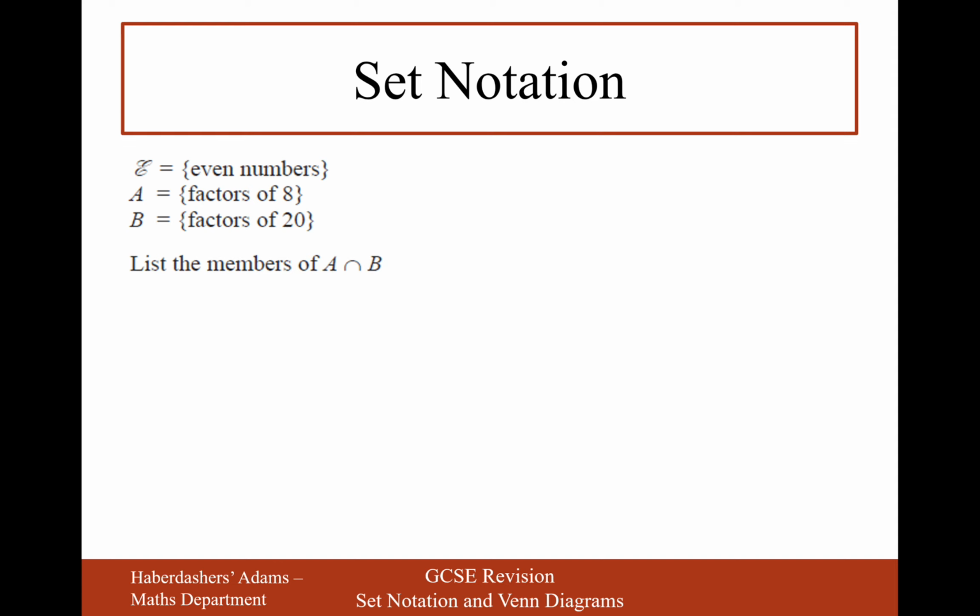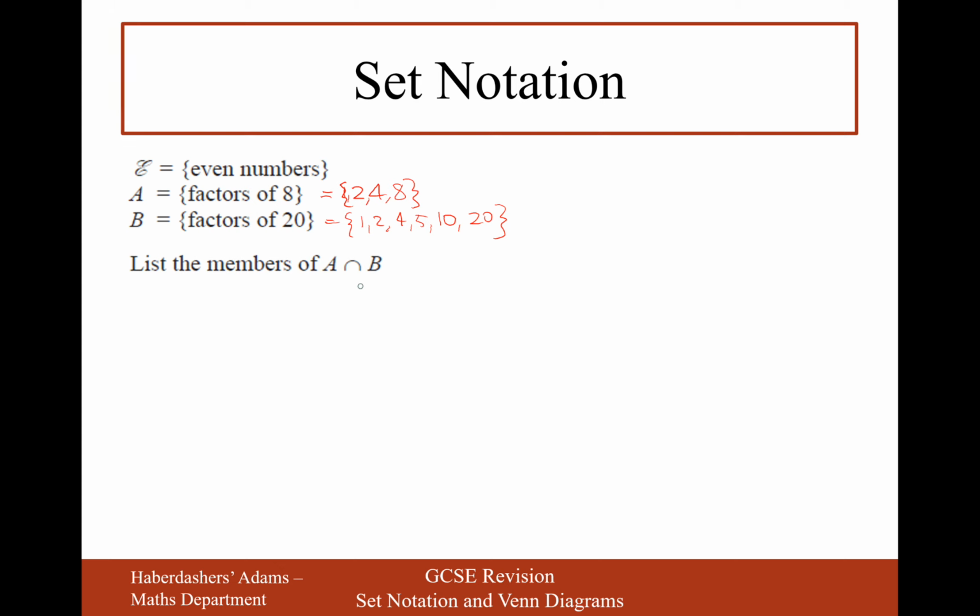Okay, so this is a little bit of a tricky question here. The universal set contains every single even number. The set A contains all the factors of 8. So that's all factors. So it's going to be 1. 1 is a factor of 8. 2, 4 and 8. And then factors of 20. That would be 1, 2, 4, 5, 10, 20.